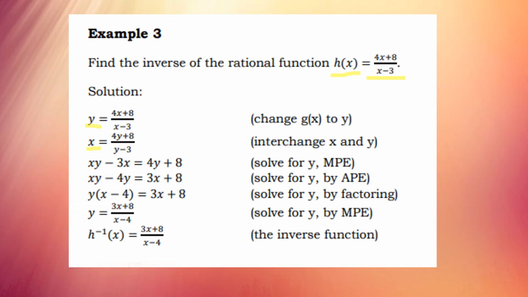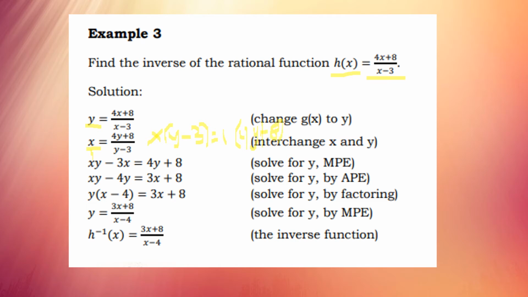Then after that, we use the multiplication property of equality or shortcut. Lagi tayong mahilig sa shortcut. We can use cross multiplication. Di ba? This is x over 1. So x times y minus 3. So, parang mangyayari yan ay x times y minus 3 equals 1 times 4y plus 8.